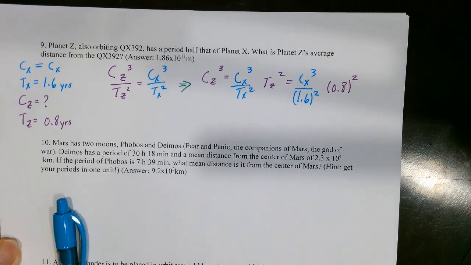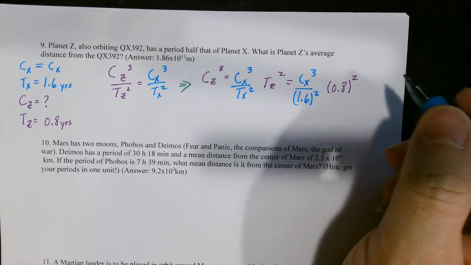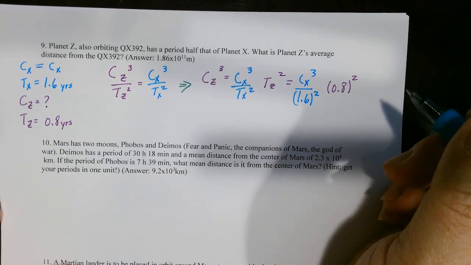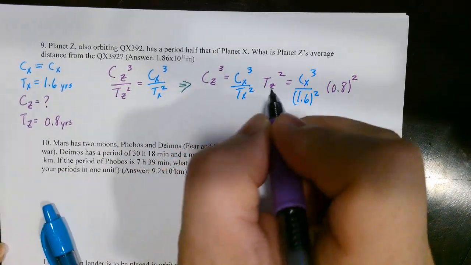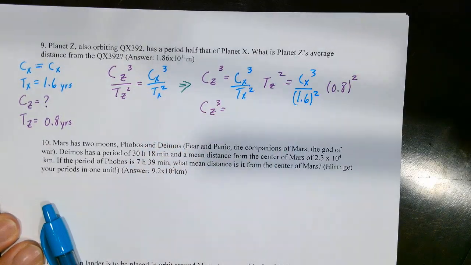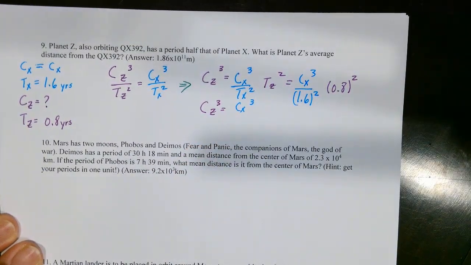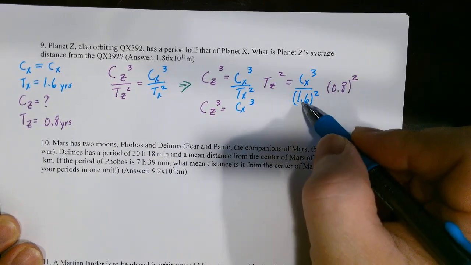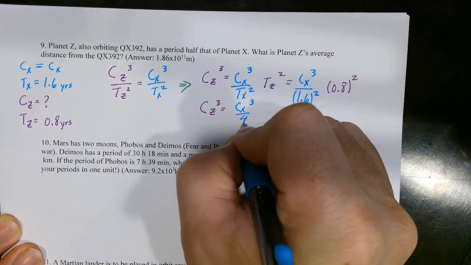Therefore, if you work it out, what do you get? Well, I think you get Cz cubed comes out to, this just stays as Cx cubed. And what about this? This becomes 1/2. Square that, you get 1/4. So you get Cx cubed over 4.